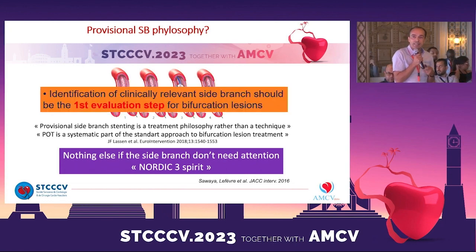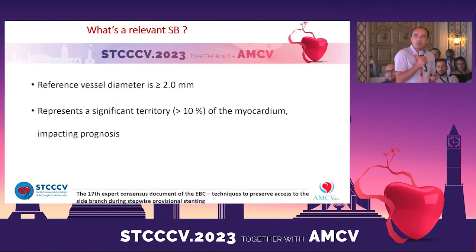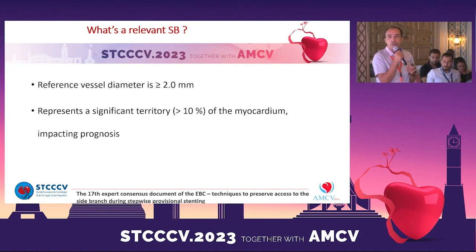So I think that identification of a clinically relevant side branch should be the first evaluation step for bifurcation lesions. What's a relevant side branch? It's a side branch which has a reference vessel diameter of more than 2 millimeters. It's a side branch which represents a significant territory, more than 10% of myocardial mass, impacting prognosis.